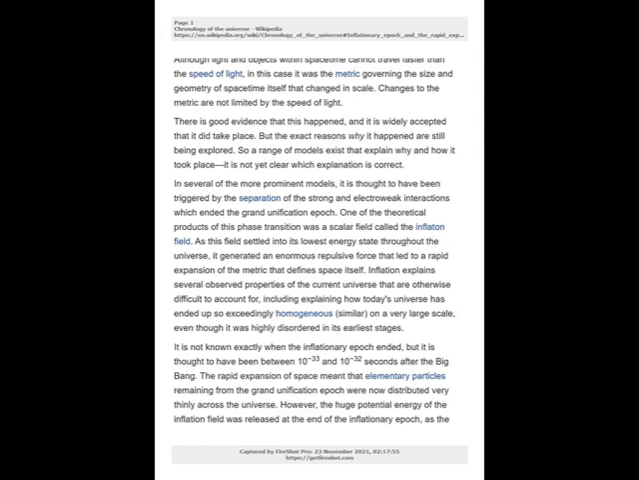There is good evidence that this happened, and it is widely accepted that it did take place. But the exact reasons why it happened are still being explored. So a range of models exists that explain why and how it took place. It is not yet clear which explanation is correct. In several of the more prominent models, it is thought to have been triggered by the separation of the strong and electroweak interactions which ended the grand unification epoch.